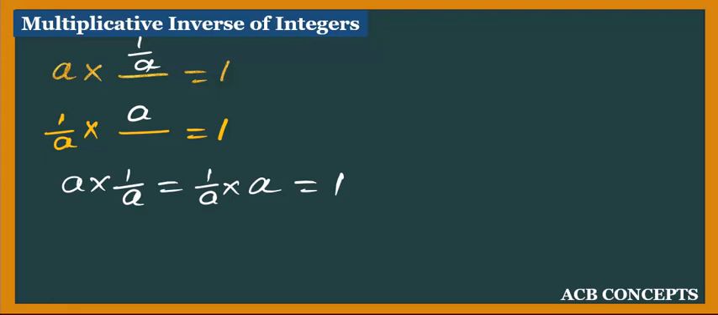But here 1 by a does not exist in integers. 1 by a is not an integer. It is nothing but a fraction, a rational number. So the multiplicative inverse does not exist in integers.